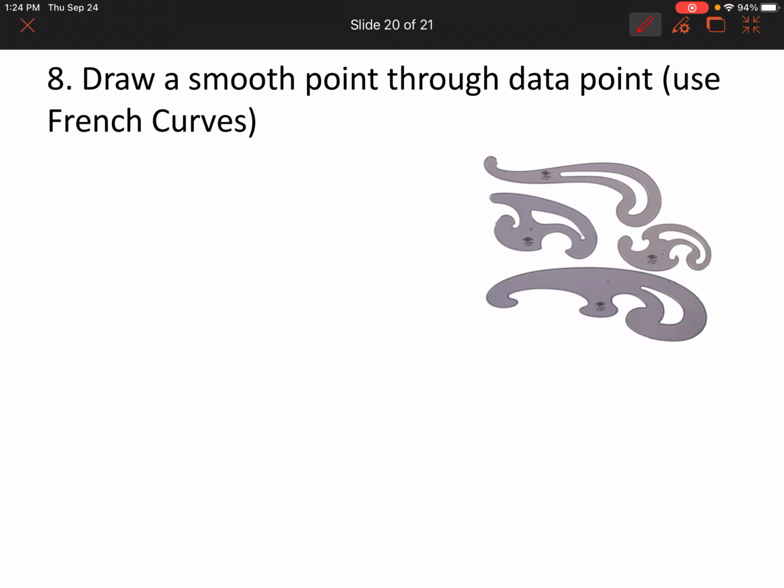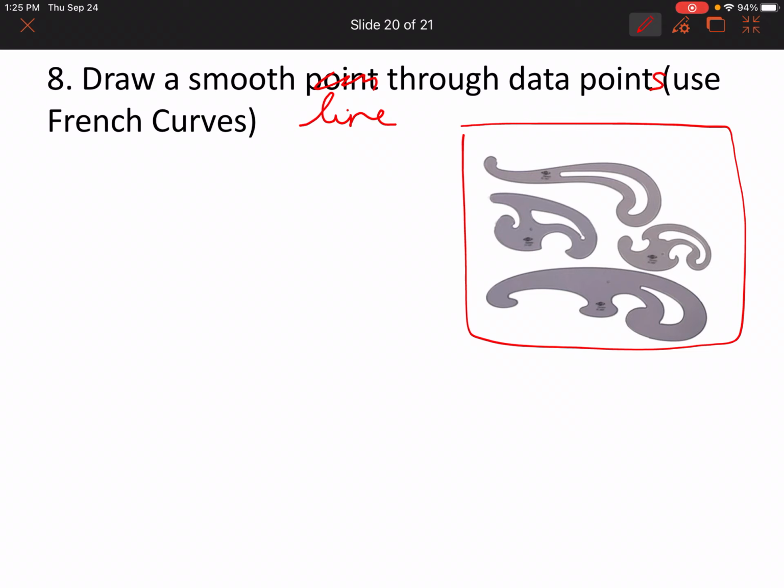Now, this part is the sort of tricky one for people. You want to draw a smooth line, sorry, typo. Draw a smooth line through data points. And we do this by using something called French curves. Now, these are French curves. You can buy them at Staples. I have some in the classroom, so you're welcome to borrow mine.